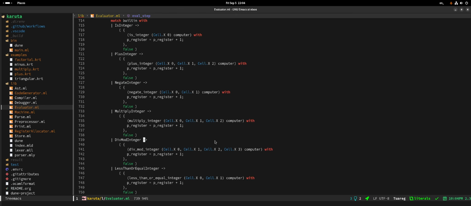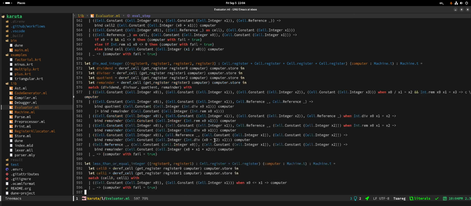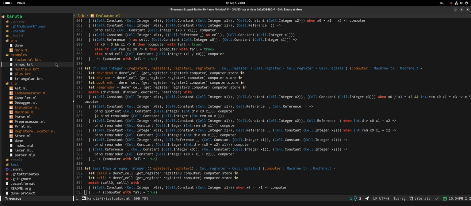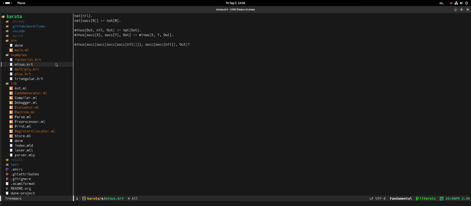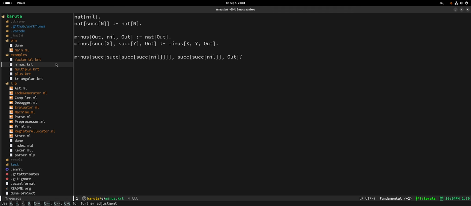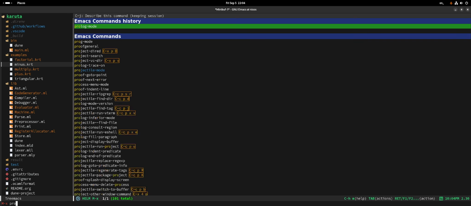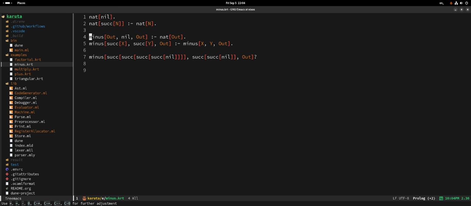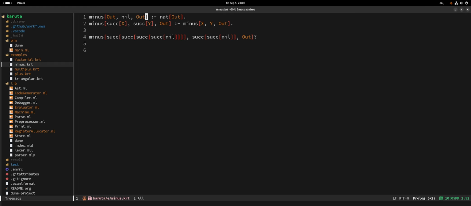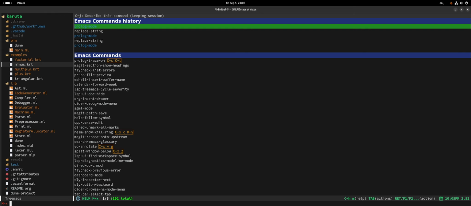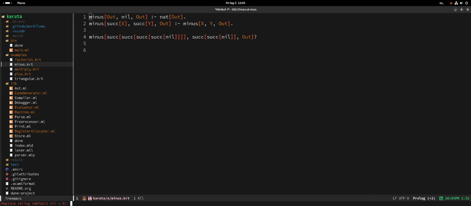Okay, so we have a lot of operations in here. Oh, we actually have minus, the minus program. Can we derive minus? Let's derive minus. Why not? We should be able to derive minus. And we also have negative numbers, by the way. So we should be able to do everything.